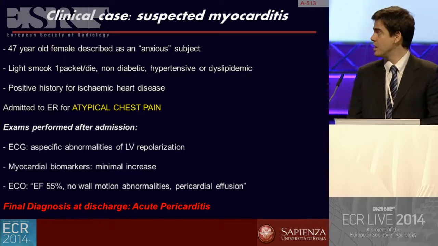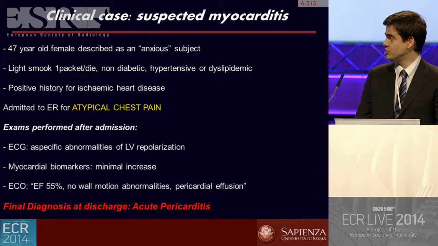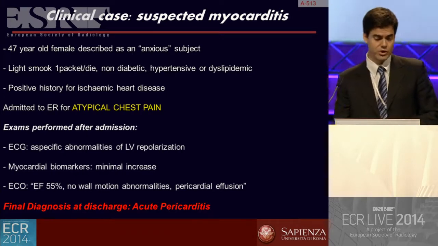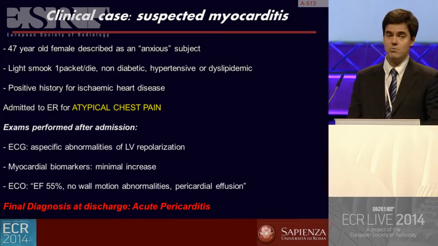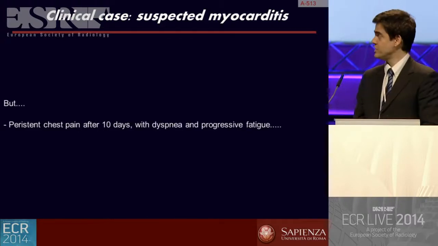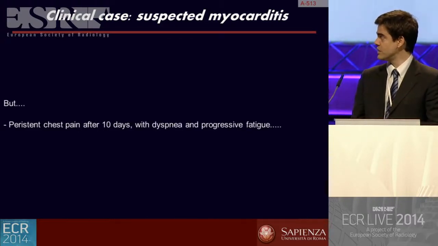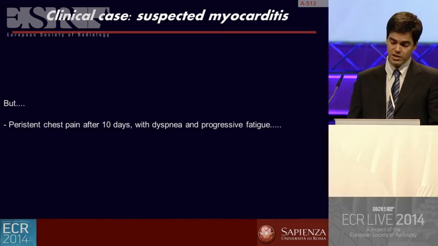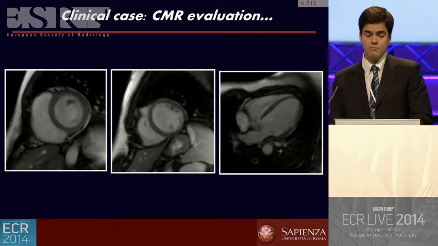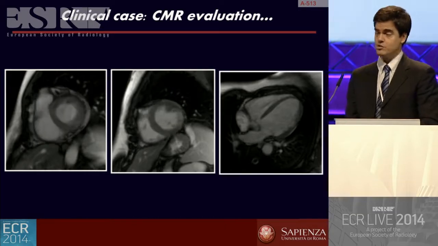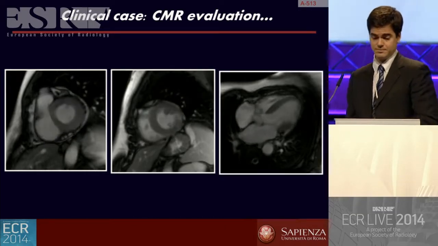At admission, her echocardiography showed a normal ejection fraction, no increase of troponin. ECG showed aspecific abnormalities of left ventricular repolarization with some minimal pericardial effusion. So the final diagnosis at discharge was that this lady might have had an acute pericarditis. But the anxious lady came back after 10 days with persistent chest pain, dyspnea, and progressive fatigue. And she was addressed to MR because troponin raised with the suspicion of myocarditis.